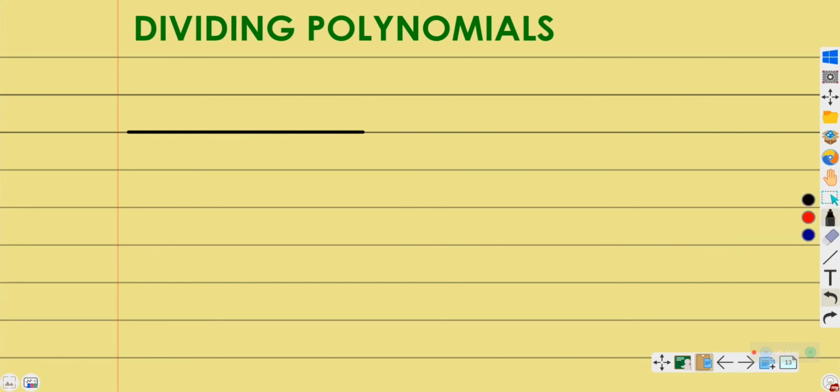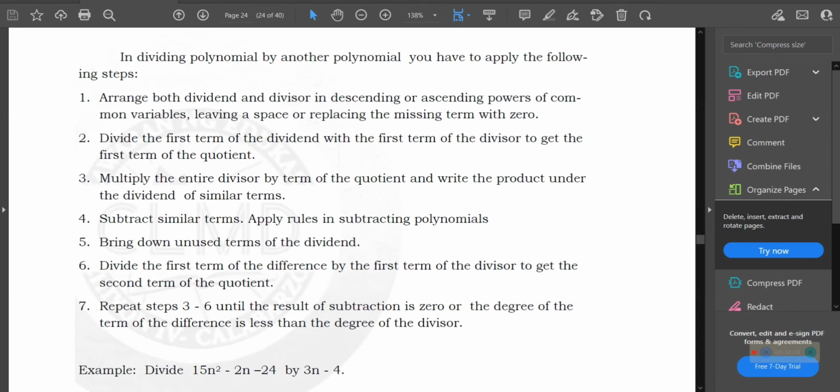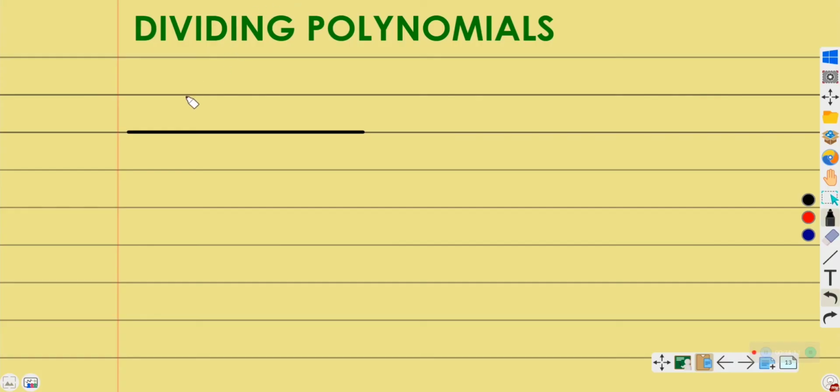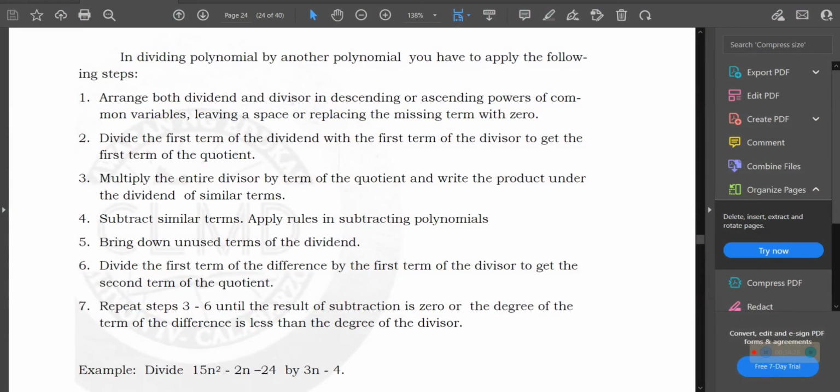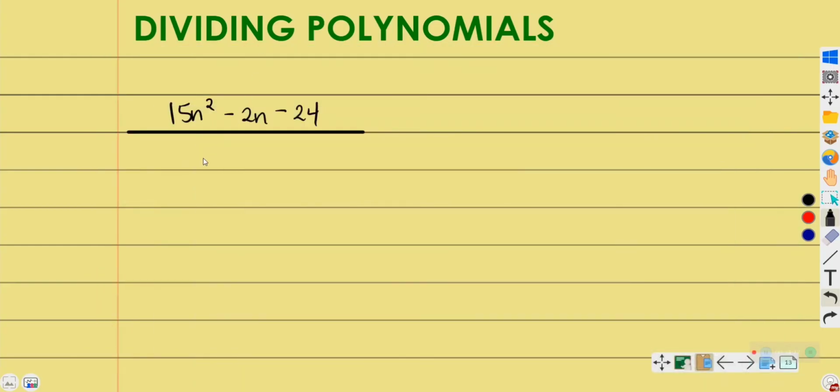Ano yung given? 15n squared minus 2n minus 24 divided by 3n minus 4. Ayan. So, gawin ulit natin. Second example. Ilagay sa loob ang dividend.